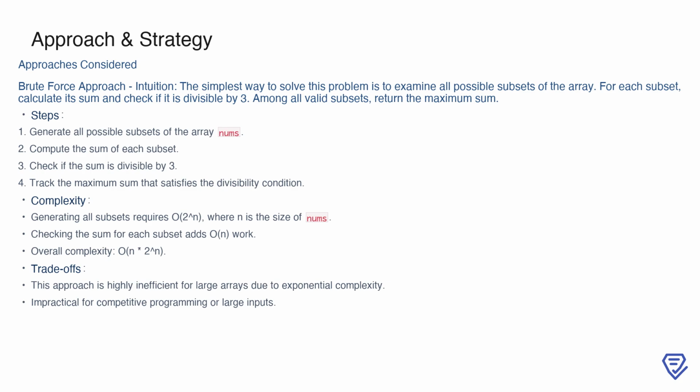However, this method is extremely inefficient as generating all subsets requires O(2^n) time, and with additional O(n) work for checking sums, the overall complexity becomes O(n * 2^n). This makes it impractical for large inputs, especially in competitive programming, where efficiency is crucial. The trade-off here is simplicity versus scalability, as the exponential complexity quickly renders it infeasible for larger arrays.